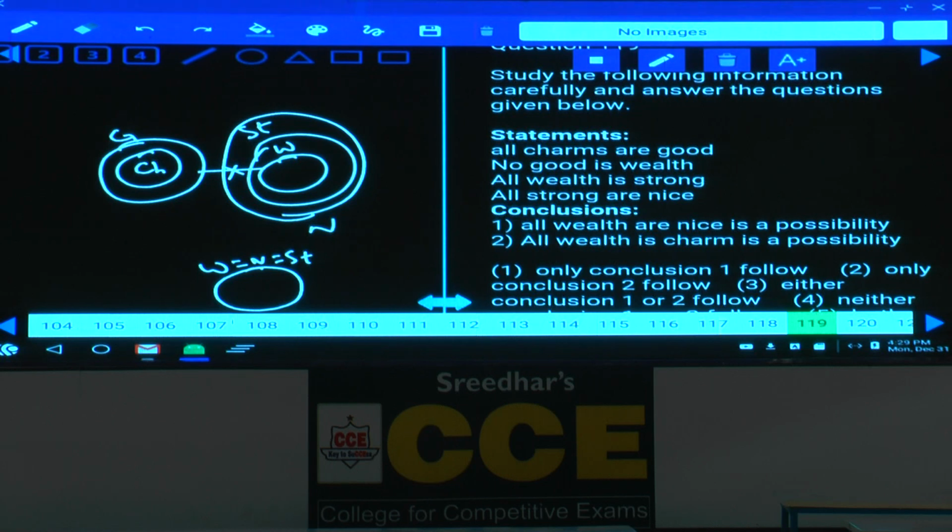Next one, what about the second one here? All wealth is charm is a possibility or not? All wealth are charm is not at all possible. Why? If you draw charm like this, then what happens here? No good is wealth will be false. Hence only one follows. 119.